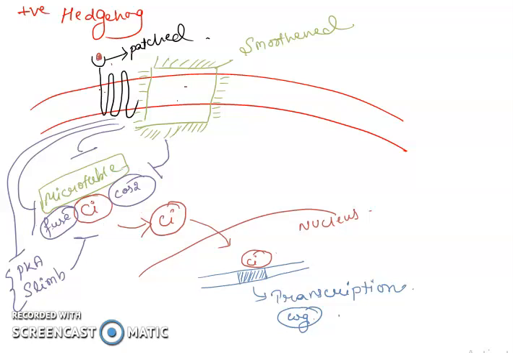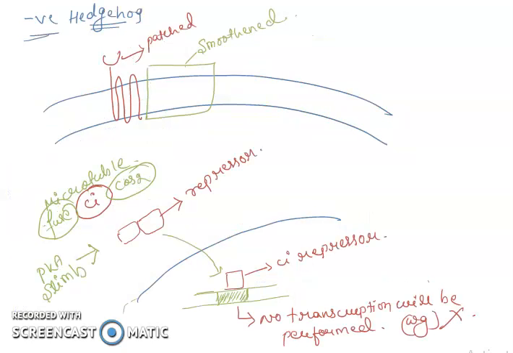Now, when these factors are inhibited due to the activity of Smoothened, the Ci will be free and the Ci will enter into the nucleus, and in the nucleus there is a fragment of DNA which needs to be transcribed. The Ci will come and bind to this region and further transcription will take place, and there will be formation of Wingless protein. Now we will see what will be the condition in the absence of Hedgehog.